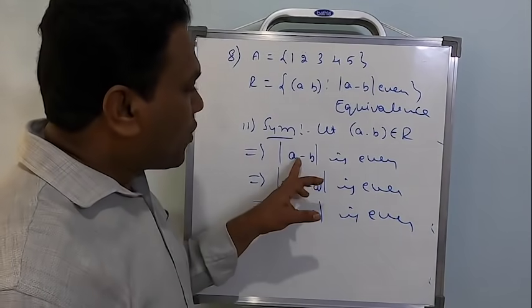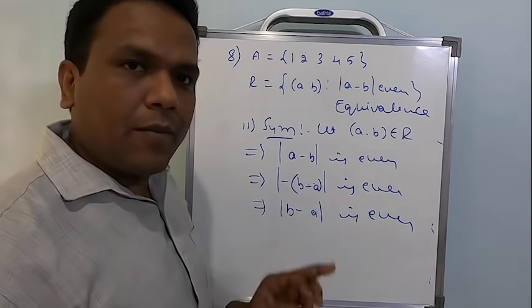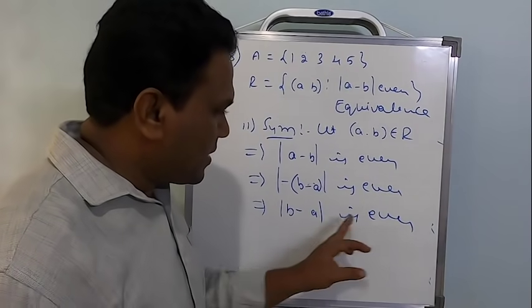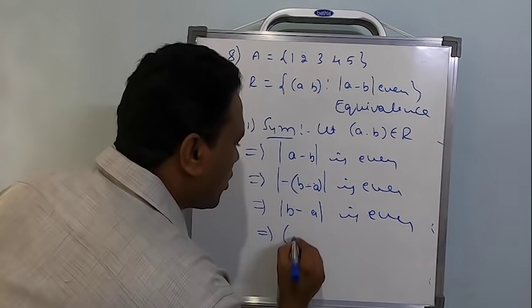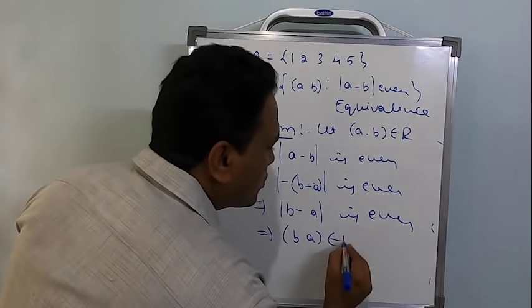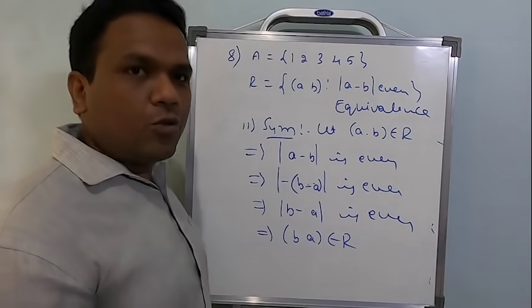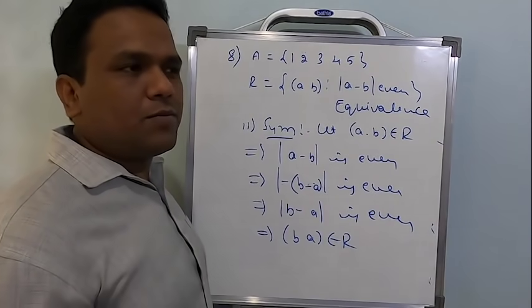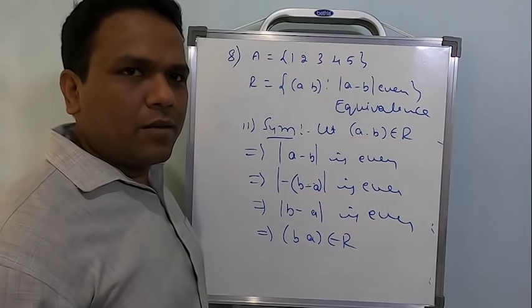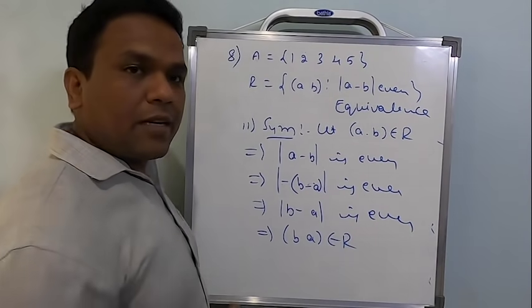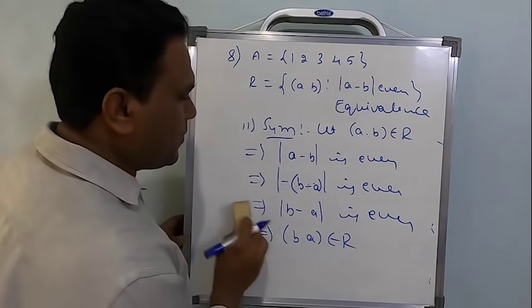See, if mod of A minus B is even, the ordered pair (A, B) belongs to R. Mod of B minus A is even. This says that the ordered pair (B, A) belongs to R. You don't need to search for what to do. It's a "show that" problem. You need to show it is symmetric. So just keeping that in mind, you can do it. Got it? This is how the symmetric condition has to be done.